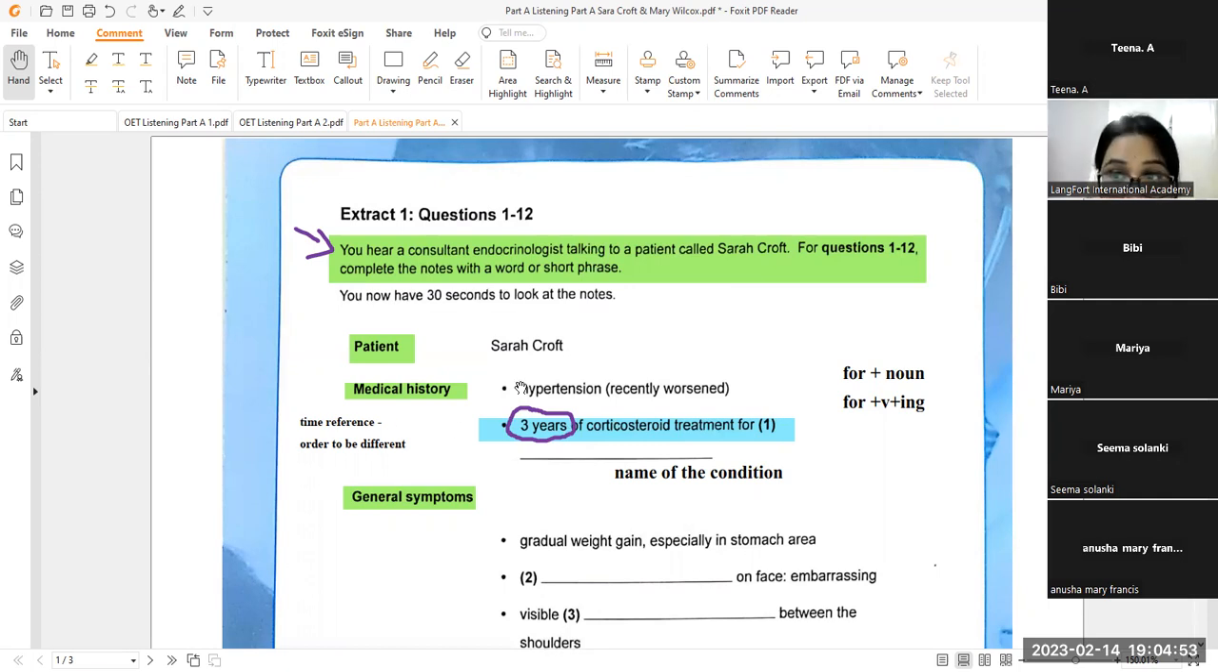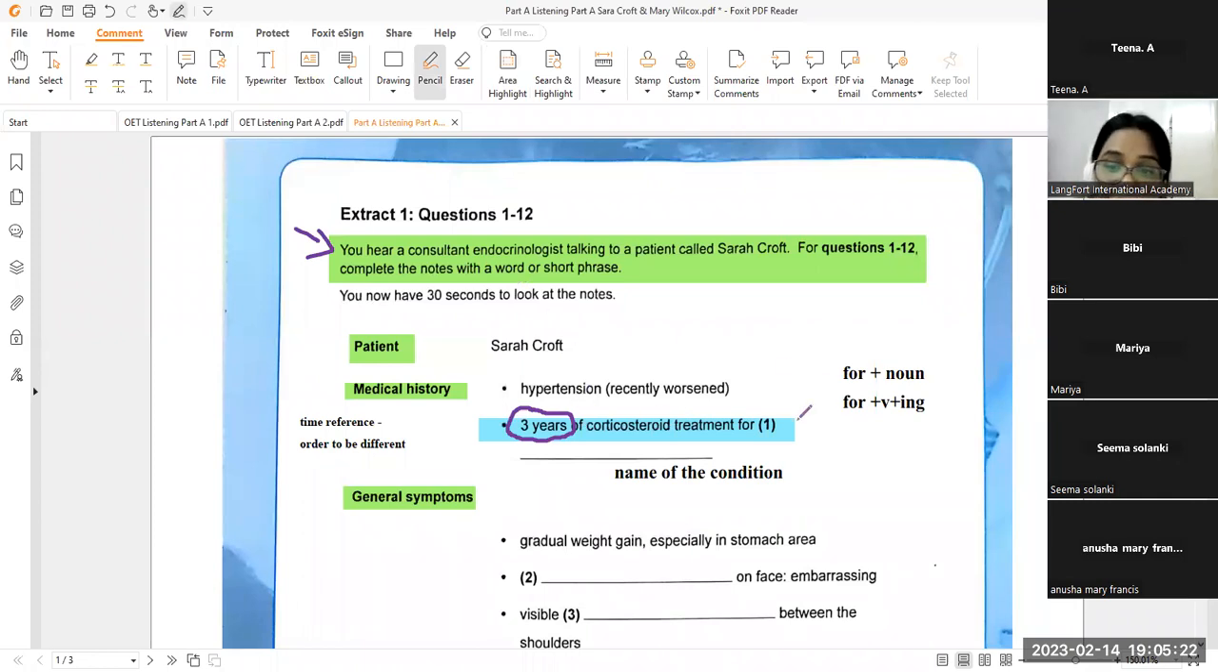Because time reference, whenever you construct a sentence and when you speak a sentence, remember time reference is something that you can start your sentence with, that you can also end your sentence with. So the order, usually, I'm not saying every single time, I'm saying most of the time there is a possibility that the time reference, the order can be different when you compare that with what is given in the question booklet. So the first question, we need to find out for what condition the patient has been receiving corticosteroid for 3 years.